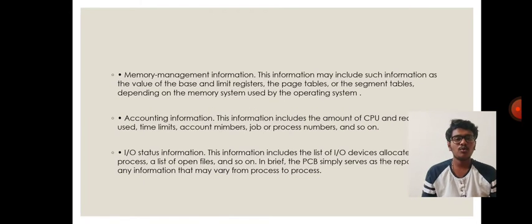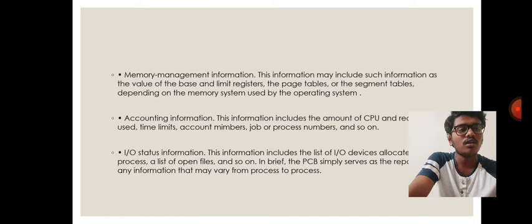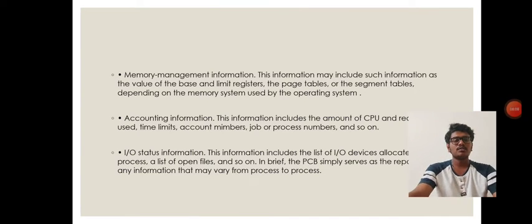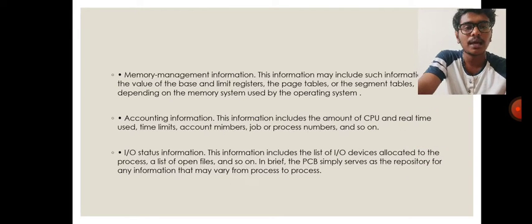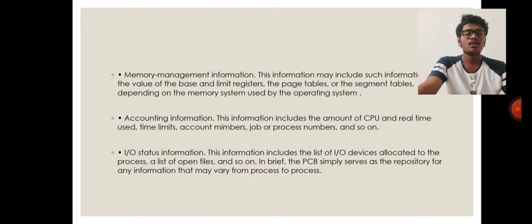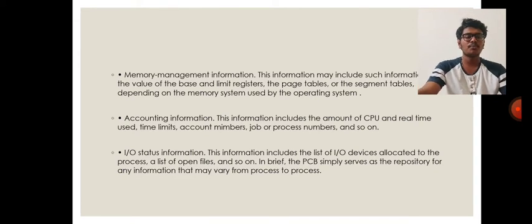Some more information on the process control block. Memory management information: this information may include such things as the value of the base and the limit registers, the page tables or the segment tables, depending on the memory system used by the operating system. Accounting information: this includes the amount of CPU and real time used, time limits, account numbers, job or process numbers, and so on. Input output status information: this includes the list of input output devices allocated to the process, a list of open files, and so on. In brief, the PCB simply serves as the repository for any information that may vary from process to process.